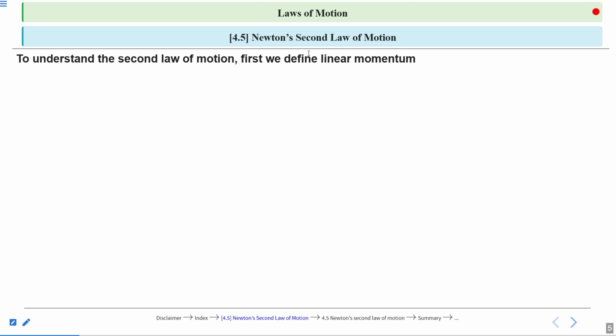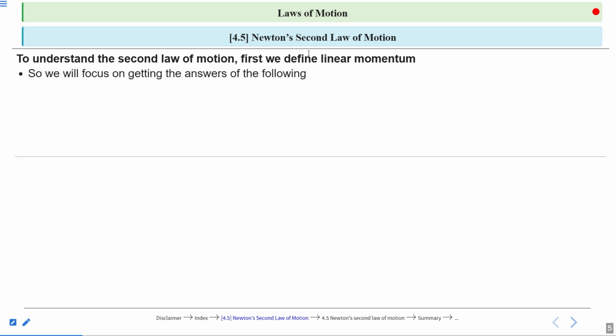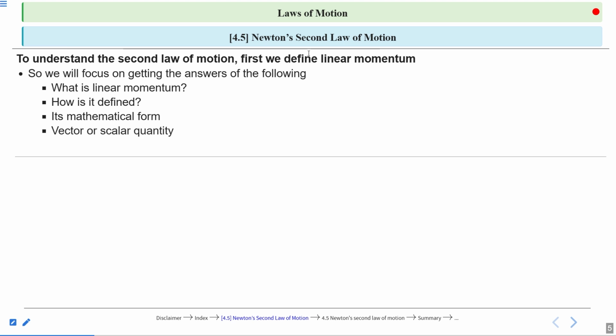To understand the second law of motion, first we define linear momentum. So we will focus on getting the answers to the following. First, what is linear momentum? Second, how is it defined? Third, its mathematical form. Is it a vector or a scalar quantity? Linear momentum is a vector quantity. And last, units and dimension.